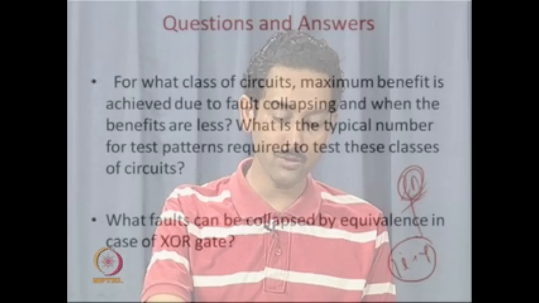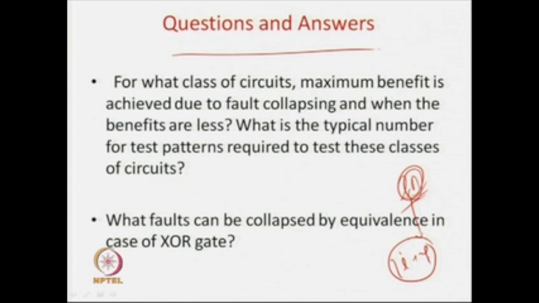Now if you look at the question and answer session, today we will ask you simple stuff so that we can see in the examples later. For what class of circuits is maximum benefit achieved due to fault collapsing, and when are the benefits less?